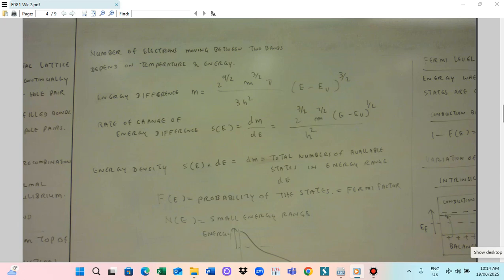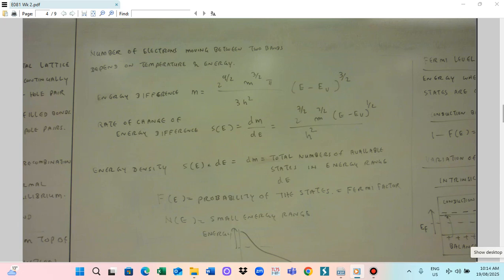SE formula is dm by dE. We differentiate. Differentiation means finding the rate of the change. So SE equals dm by dE. So in this case, you differentiate that equation and get 2 power 7 by 2 multiplied by m power 3 by 2, (E minus EV) power half, divided by h squared. So this equation we got. So this is the SE. SE means the rate of the change of the energy difference.